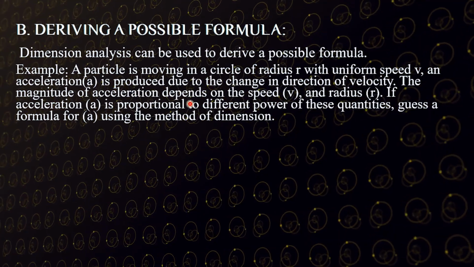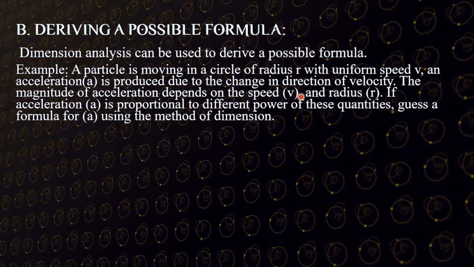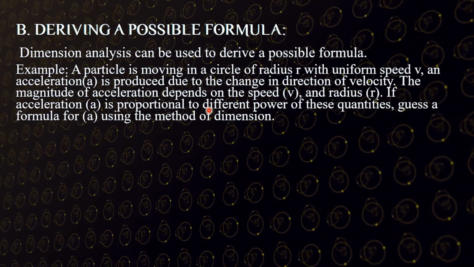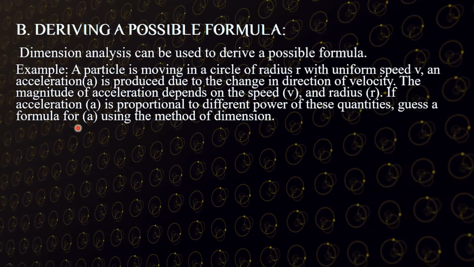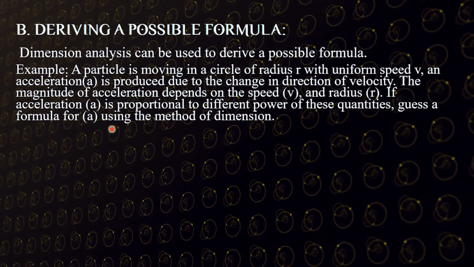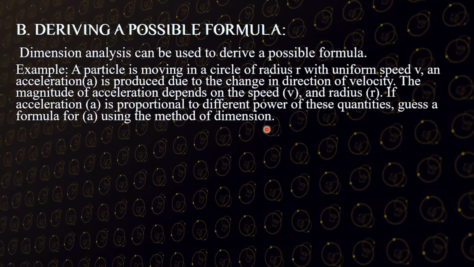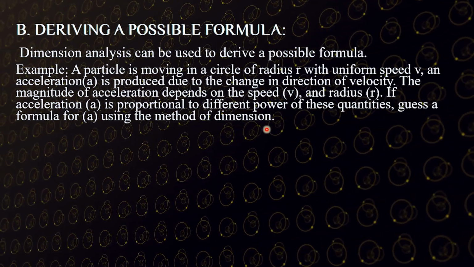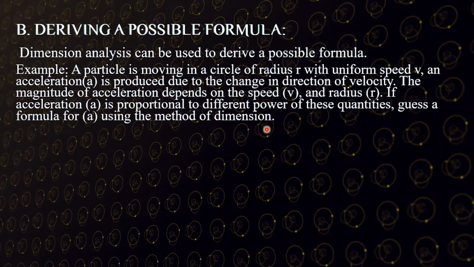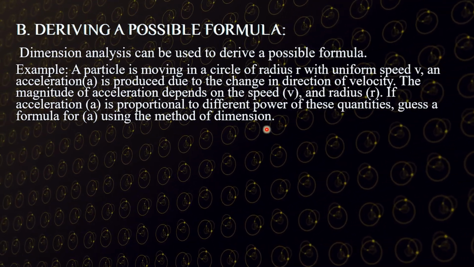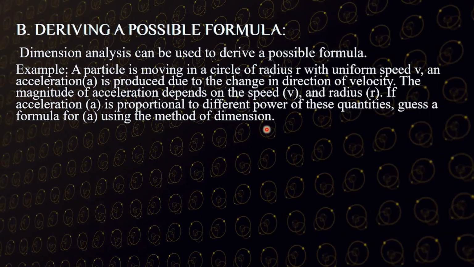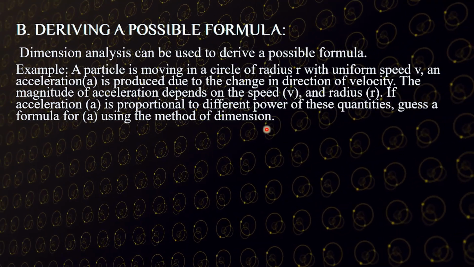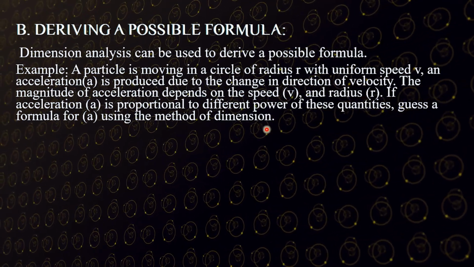The magnitude of the acceleration depends on two factors: the speed, symbolized v, and the radius r. If the acceleration is proportional to different powers of these quantities, guess the formula for a, meaning acceleration, using the methods of dimension. So basically, they have given a situation that acceleration is dependent on two physical quantities, the speed and the radius, and we don't know what power and how they are related to each other. Either they are in a fraction form or a multiplication or a division form. So we have to guess the formula, we have to derive the formula by using dimensional analysis.